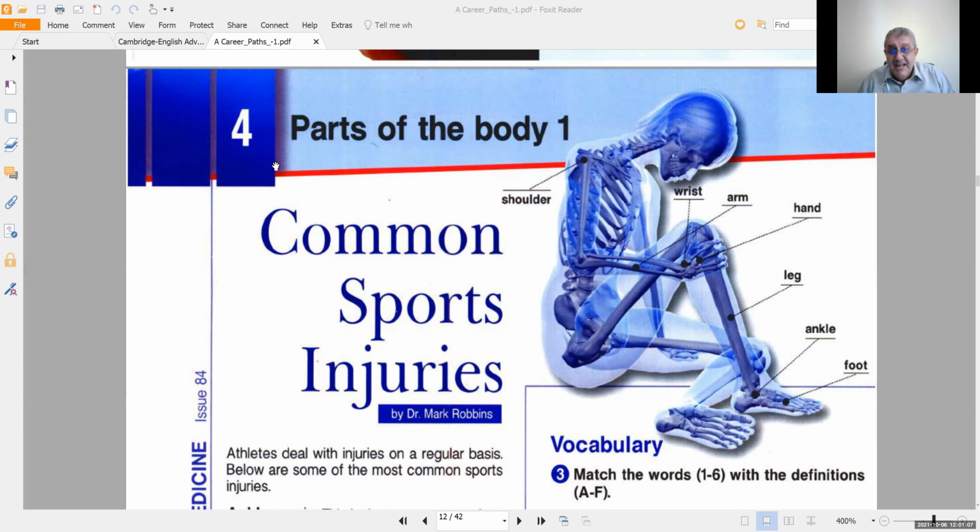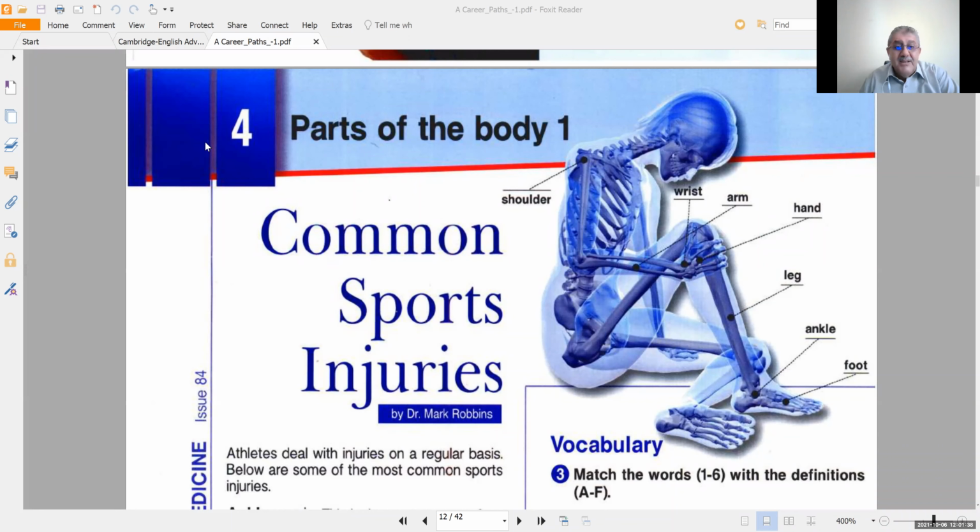sports injuries. As you know, human beings like or love doing sports, and because of these sports like football, tennis, volleyball, some injuries happen. Today we are going to talk about some of these injuries, which sometimes occur to human beings.